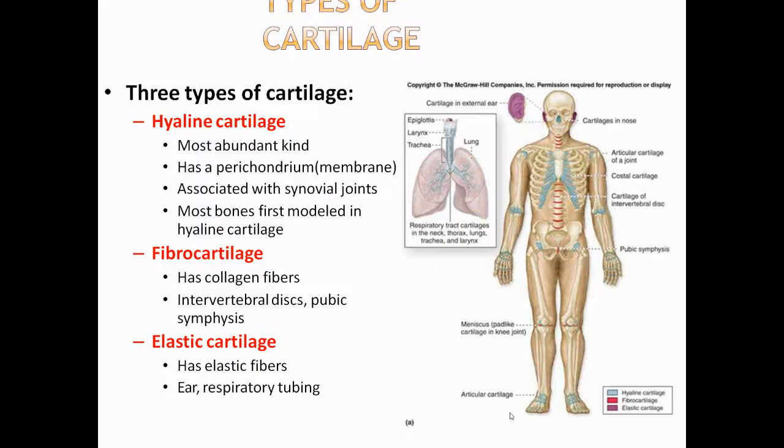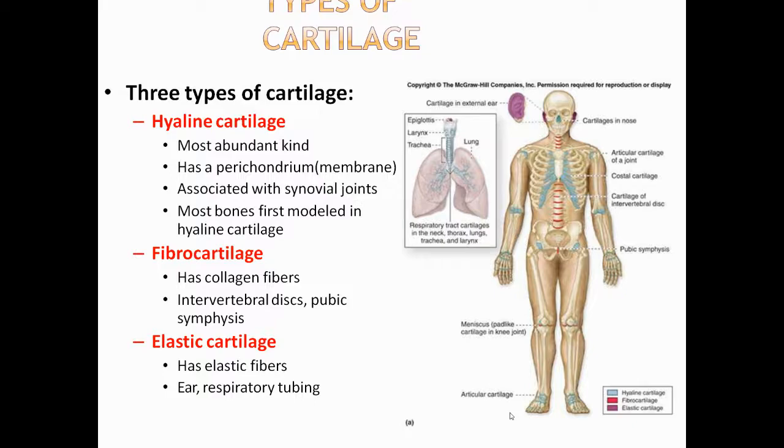Hyaline cartilage is the most abundant kind, because it is found in abundance in our body. It has a perichondrium, it is associated with synovial joints, and most bones are first modeled in hyaline cartilage. Fibrocartilage has collagen fibers, and it is found in the intervertebral disc and pubic symphysis. Elastic cartilage has elastic fibers, and it is found in the ear and respiratory tubes.